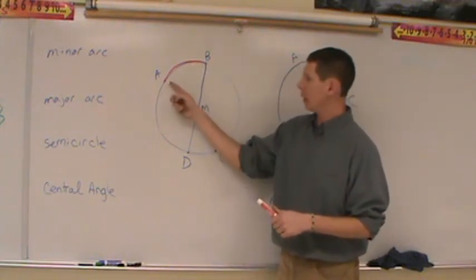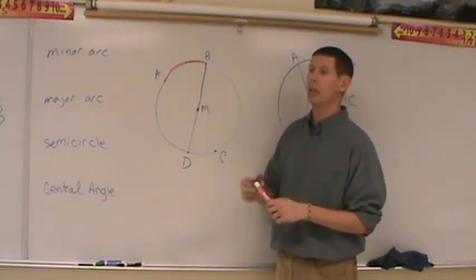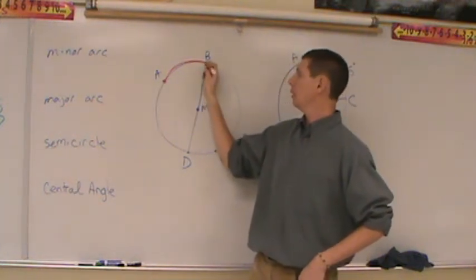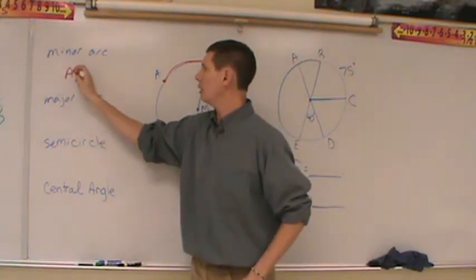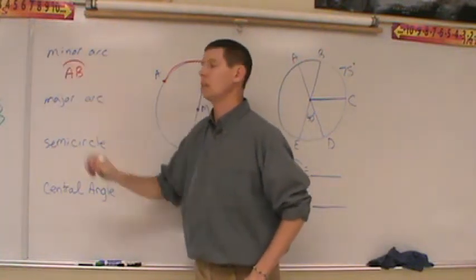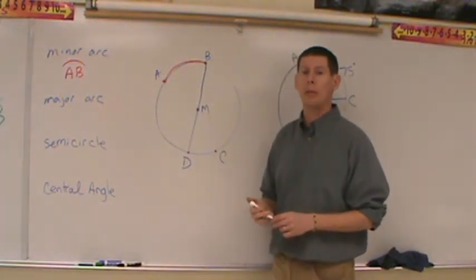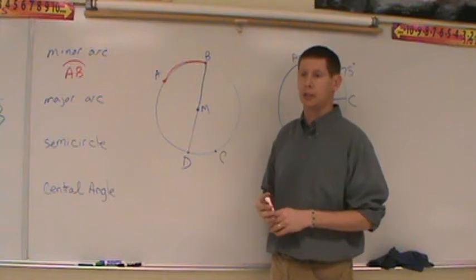Now we name a minor arc, and this is an example of one, this red arc here. We name it by the two endpoints that contain the arc. So we would name this arc AB, and we put a little arc symbol over it. If you want to put arc BA, that would be acceptable as well. But again, a minor arc has to be less than 180 degrees.